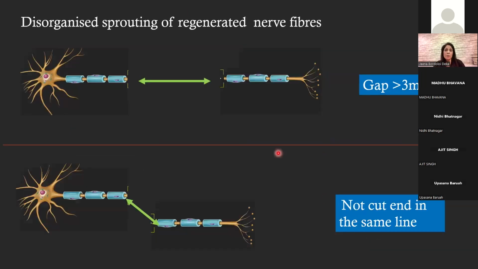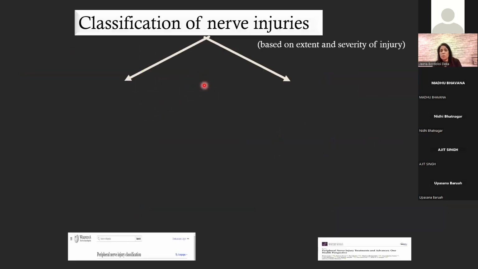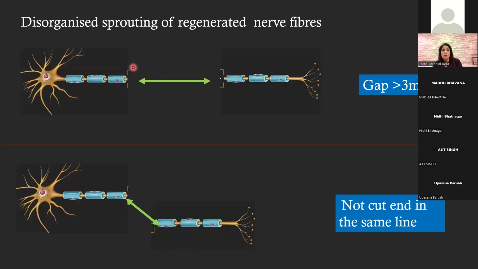Now, what happens when the gap is more than 3 mm or the segments are not cut in the same line? Then there is disorganized sprouting from the proximal axon terminals, and these axon terminals do not reach the distal fragment, especially when the gap is more. And because of that, the tumors form. The disorganized proliferation of neural tissue will give rise to tumors at the ends of the transected nerve.